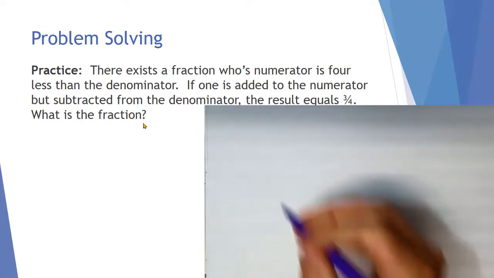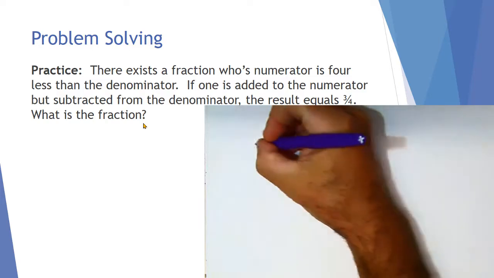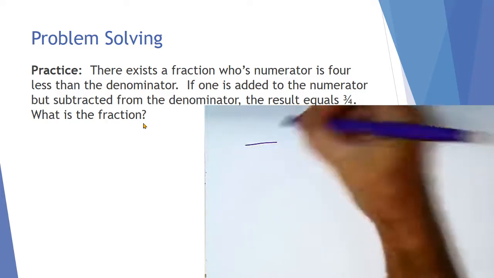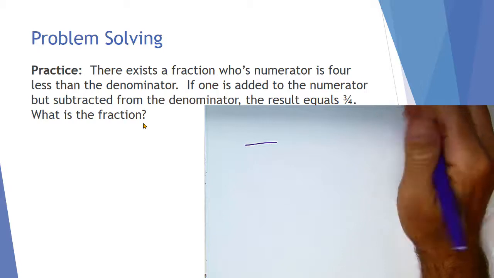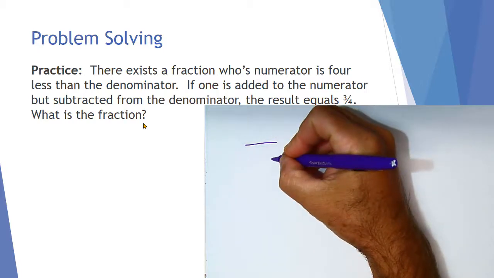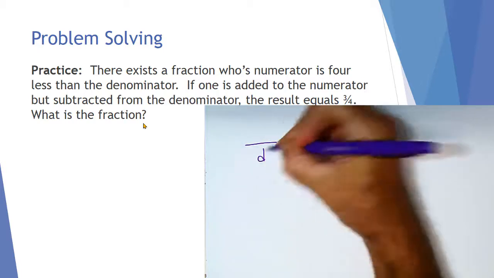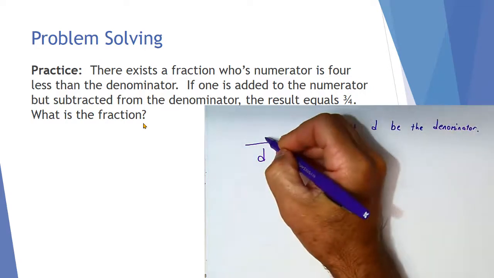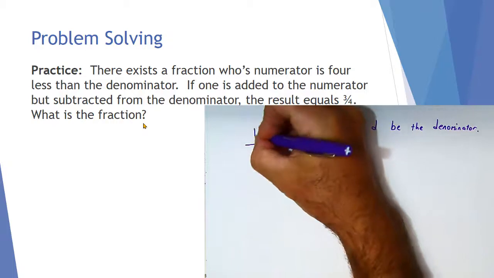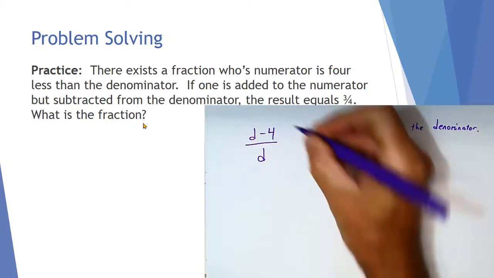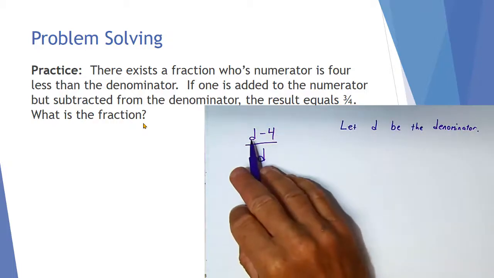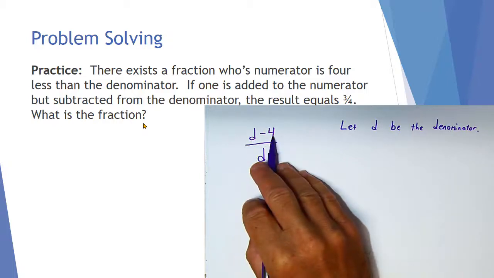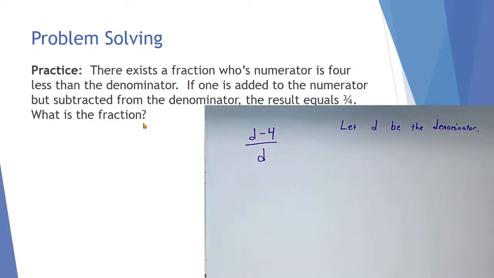Okay, so there exists a fraction whose numerator is 4 less than the denominator. So we know that we have a fraction, and the numerator is 4 less than the denominator. So let's let d be our denominator. If d is our denominator, the numerator is 4 less than the denominator. That must be d minus 4. So there's our original fraction. Whatever the denominator minus 4 is, that's our numerator over the denominator.